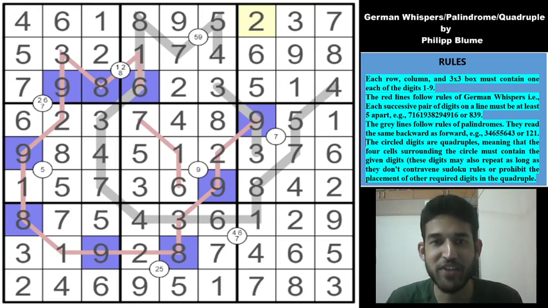fantastic grid by Philipp Blume. So much fun to solve. A really pretty and aesthetic theme with a highly challenging start and a really fun to solve path.